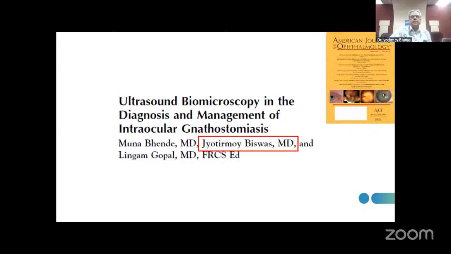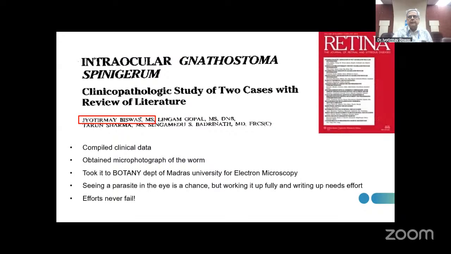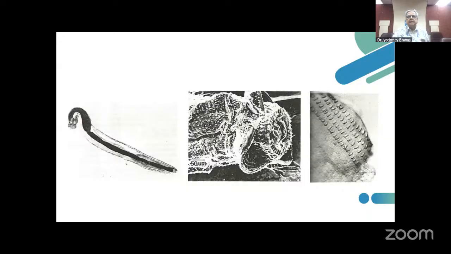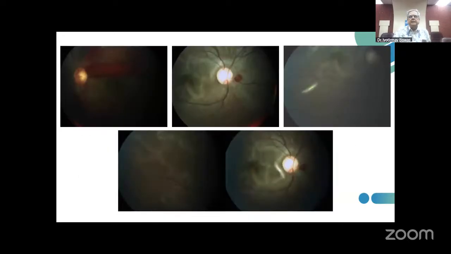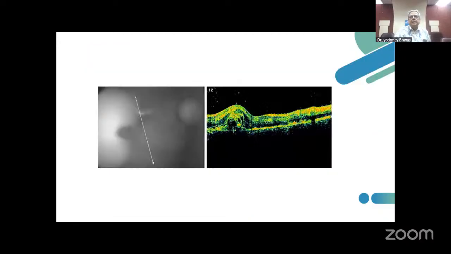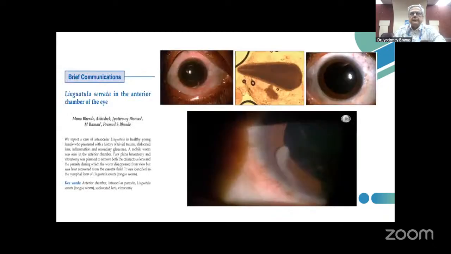So we did ultrasound biomicroscopy on one parasite. And this is a scanning electron microscopic photograph of the parasite which I've shown you. Let's see a case. This is a case of a bot fly producing inflammation. And we could identify the bot fly and produce an OCT picture. First time OCT picture of the bot fly was done.